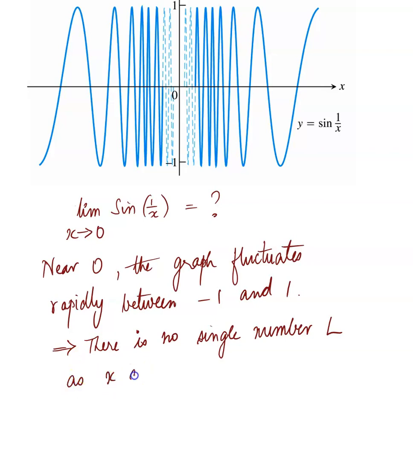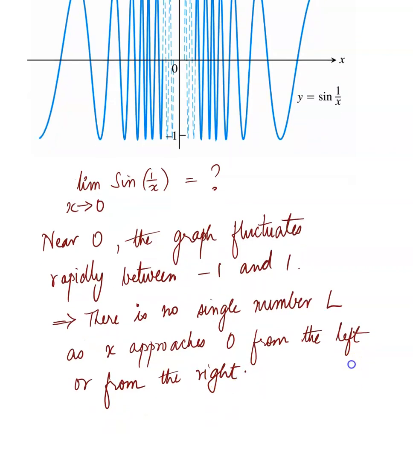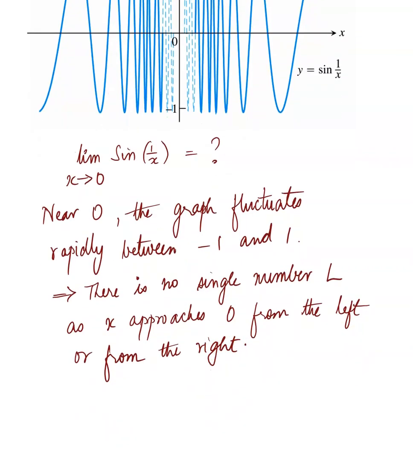As x approaches 0 from the left or from the right, that's the case on both sides. So we didn't find the limit. We didn't even find a one-sided limit. So we just have to say this implies the limit of sine 1 over x as x approaches 0 does not exist.